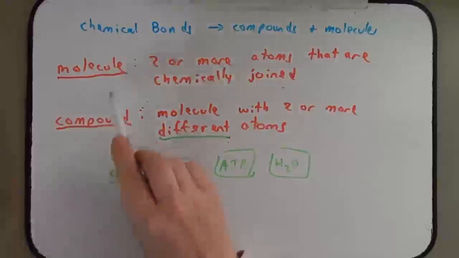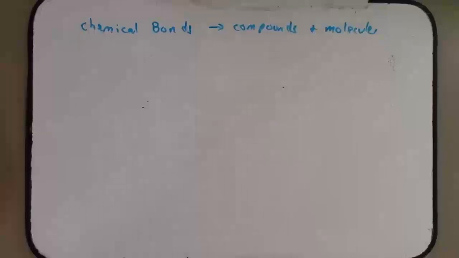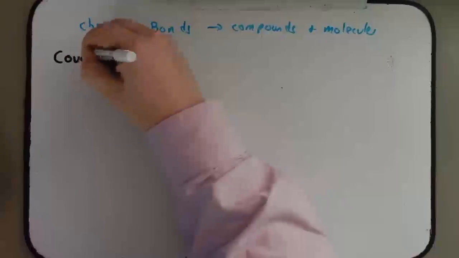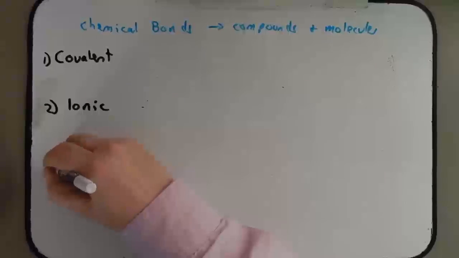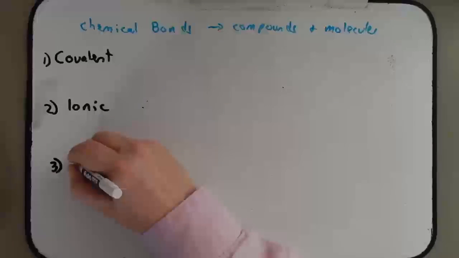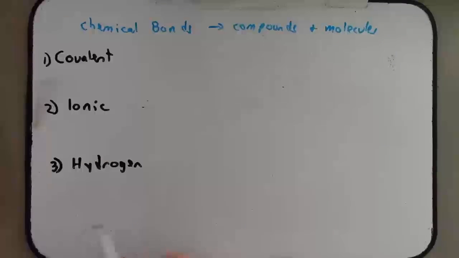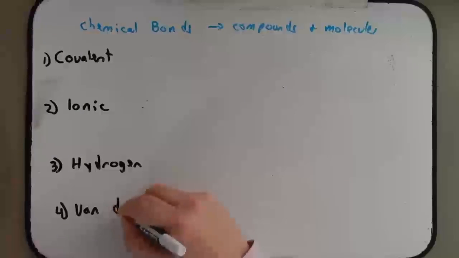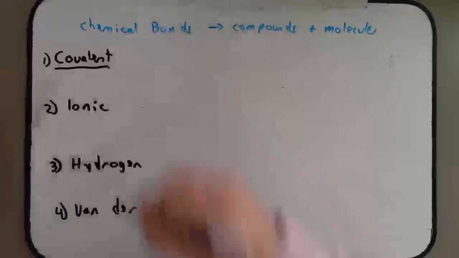Now that we know the difference between a molecule and a compound, let's talk about the chemical bonds that help form them. I want you to know these 4 different bonds. You should know what a covalent bond is, you should know what an ionic bond is, and you should know what a hydrogen bond is. And we'll spend more time talking about hydrogen bonds in the next podcast. And then you should know what van der Waals bonds are, my favorite bonds. But let's begin with covalent bonds.